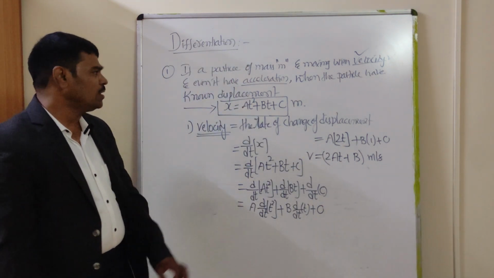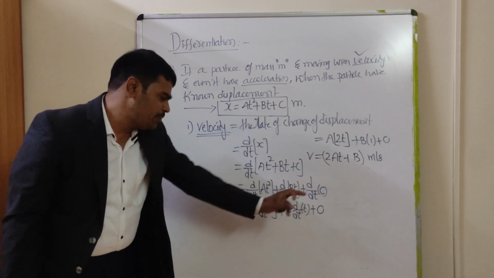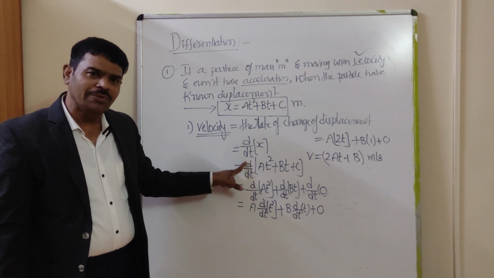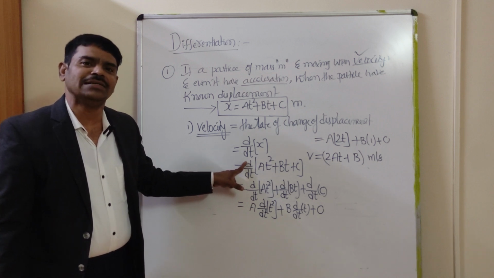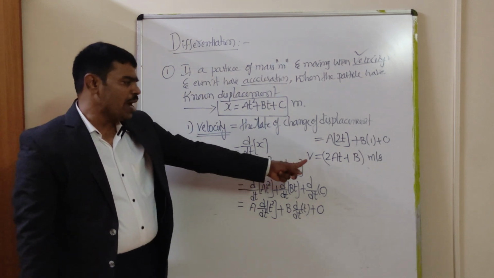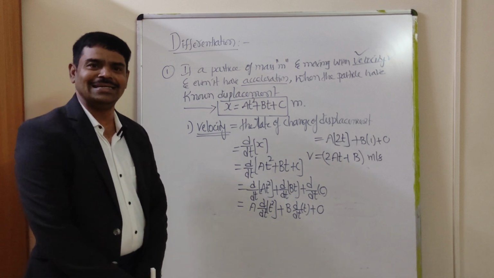So, once you know the displacement, you can find velocity with the help of differentiation. This is where you are using differentiation basically. So now you have a v. Now you know very well what is acceleration.